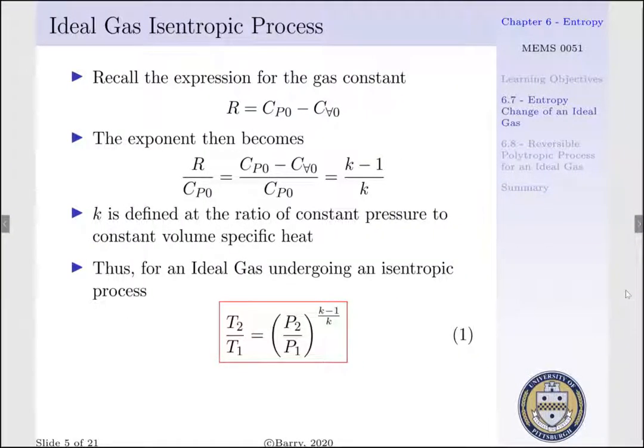Now, if we recall R, our gas constant, is equal to our constant pressure specific heat minus our constant volume specific heat, our exponent, R per Cp naught, can be expressed as Cp naught minus Cv naught per Cp naught. And if we define K as the ratio of our constant pressure to constant volume specific heats, this can be expressed as K minus 1 per K. And K is defined on table A5. Thus, for an ideal gas undergoing an isentropic process, T2 per T1 is equal to P2 per P1, this quantity, to the K minus 1 per K. We will call this equation 1.